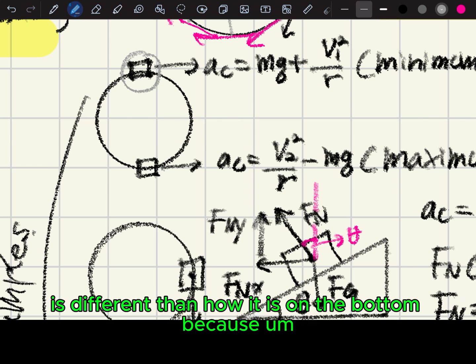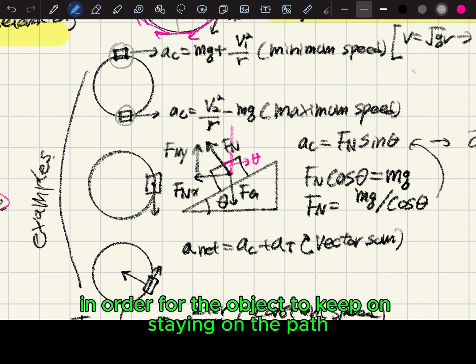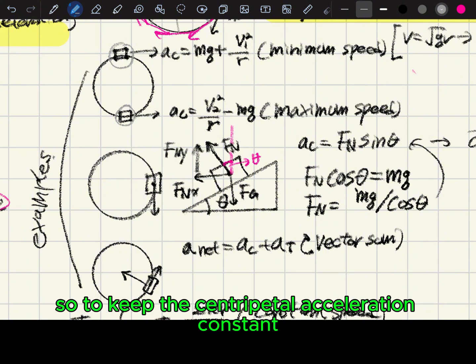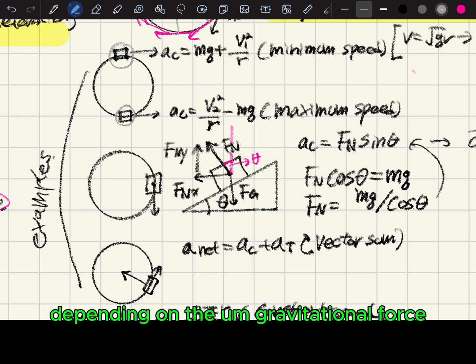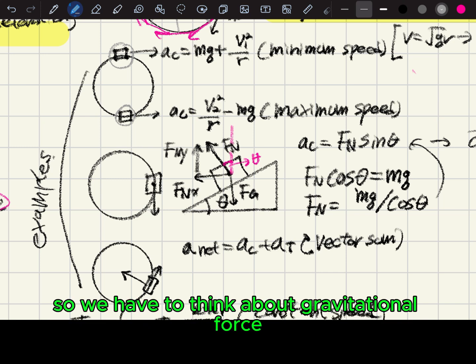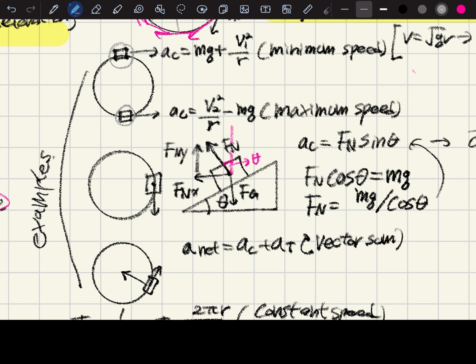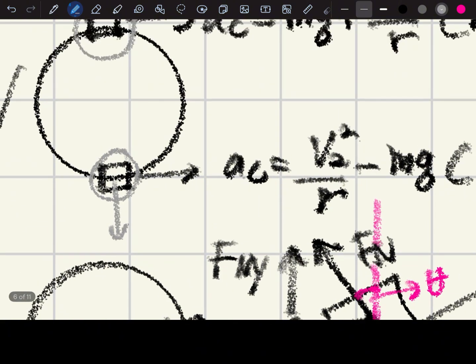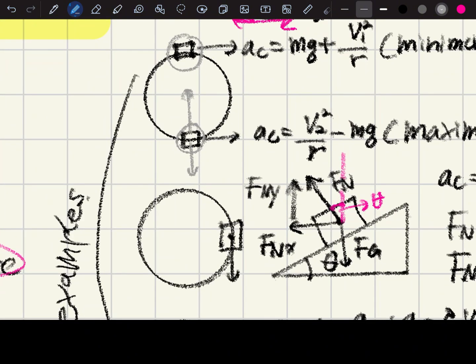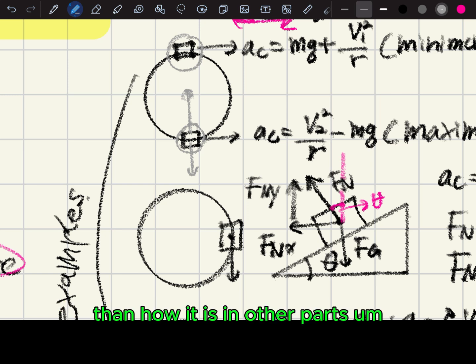The velocity is different than how it is on the bottom because you need the same amount of centripetal acceleration in order for the object to keep on staying on the path. So to keep the centripetal acceleration constant, the velocity has to change depending on the gravitational force. So we have to think about gravitational force and its relationship to the centripetal acceleration. On the bottom, the gravity will decrease the centripetal acceleration. Therefore, the velocity squared has to be probably larger than how it is in other parts.